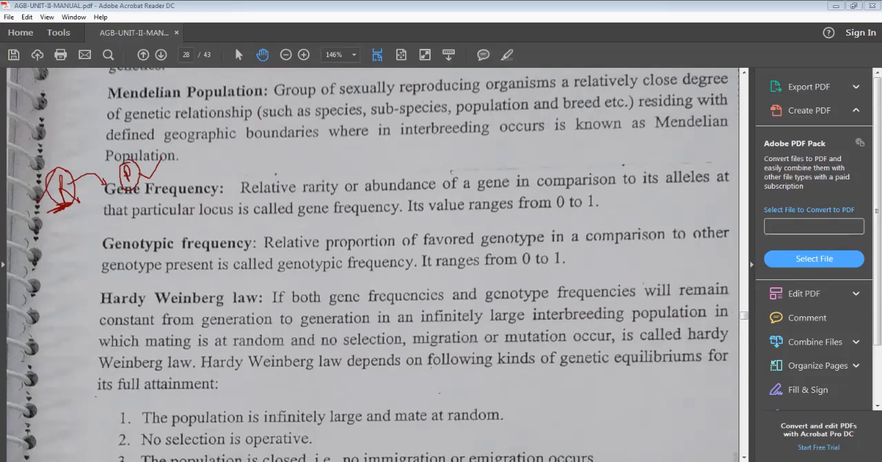But if I am talking about the rose comb, for the rose comb, one individual has to have an R, the other blank.